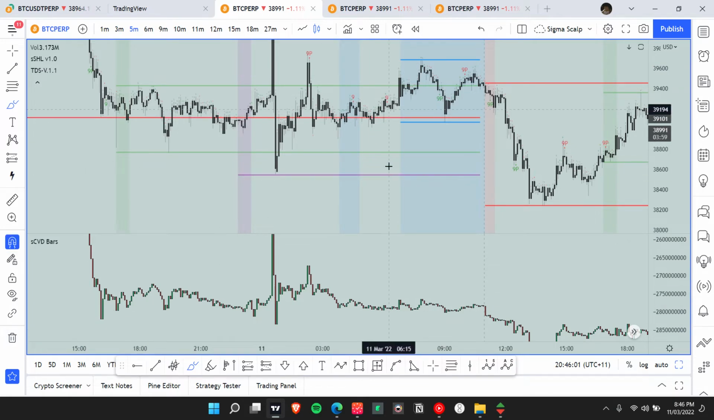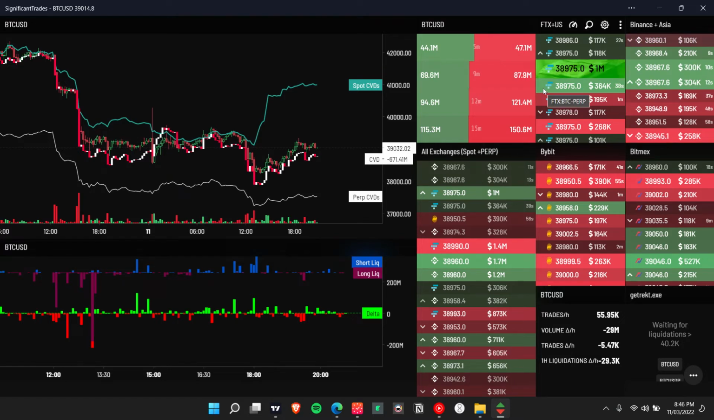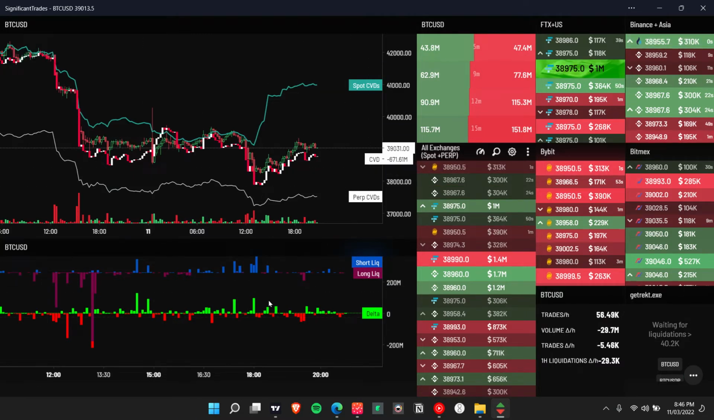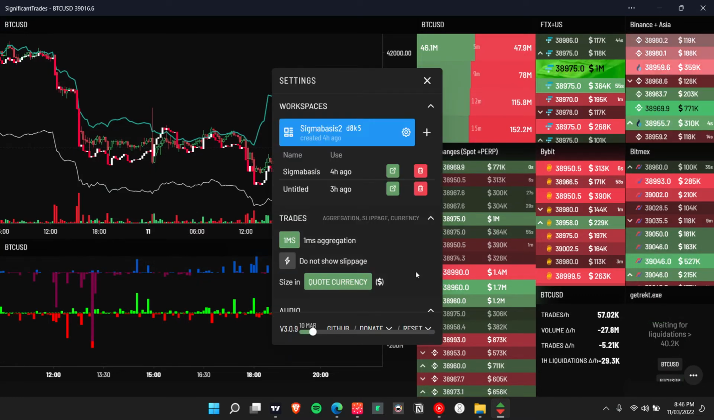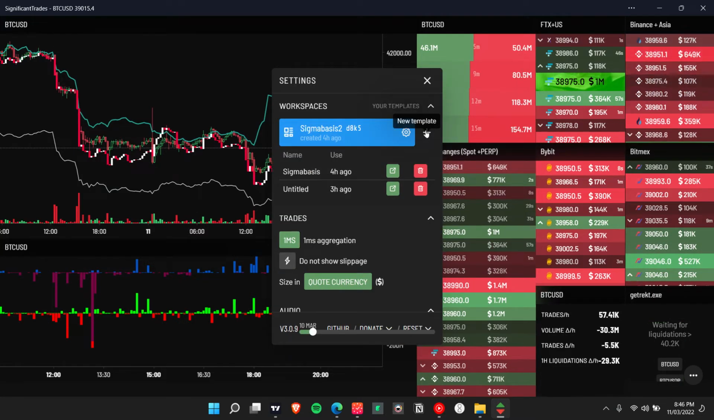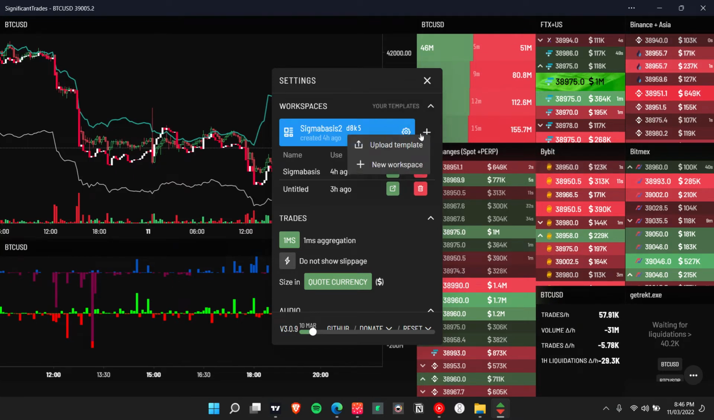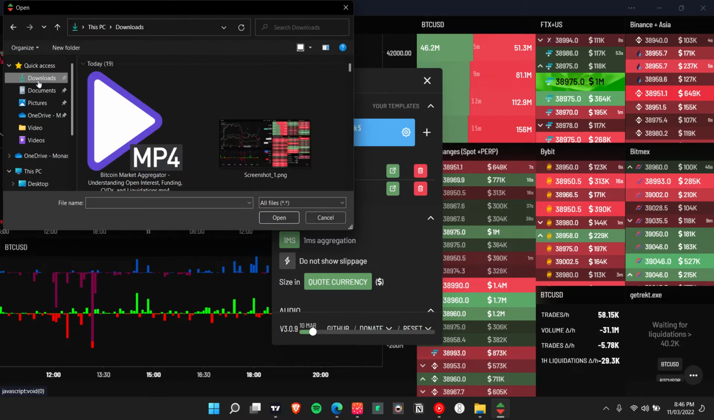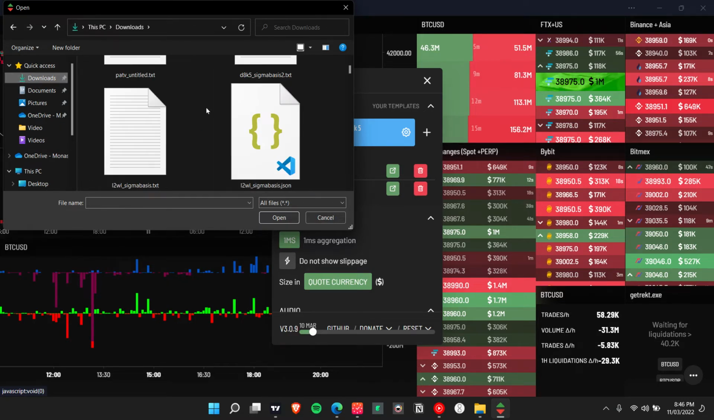Now, in the next step, I'm going to show you how to set up the aggregator v3. What you need to do is go here and click on this menu button. You'll get a default aggregator by default, we're not interested in that. Go to settings, and in the settings go to new template and upload template. I already uploaded it, it's a template that I created for you guys.